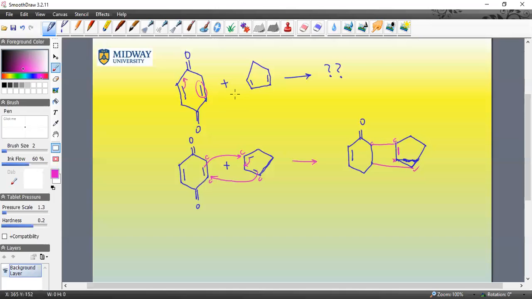So that's pretty much all I want to say for the Diels-Alder reaction. I think I've said what the key details of it are. I think we will just have to practice with more examples. All right, so stay tuned.